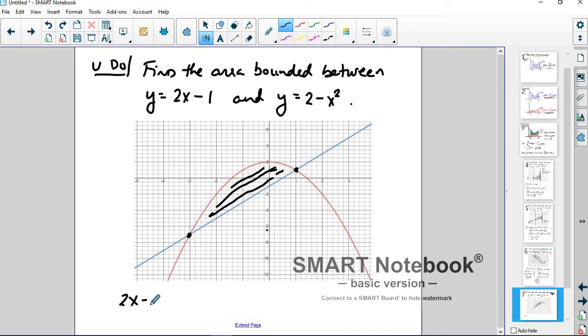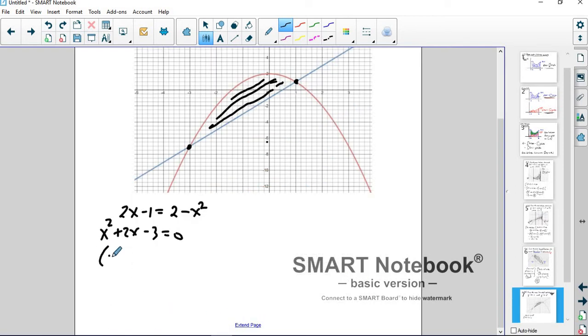I'm going to set these equal to each other. 2x minus 1 equals 2 minus x squared. Take everything to the other side, and you get x squared plus 2x minus 3 equals 0. That factors into x plus 3 and x minus 1. So indeed, -3 and +1, those are our intersection points.